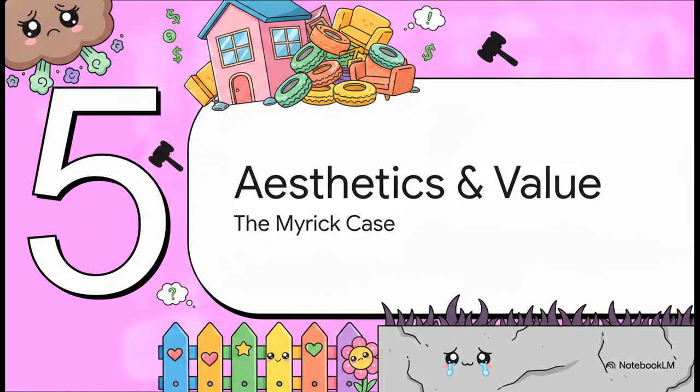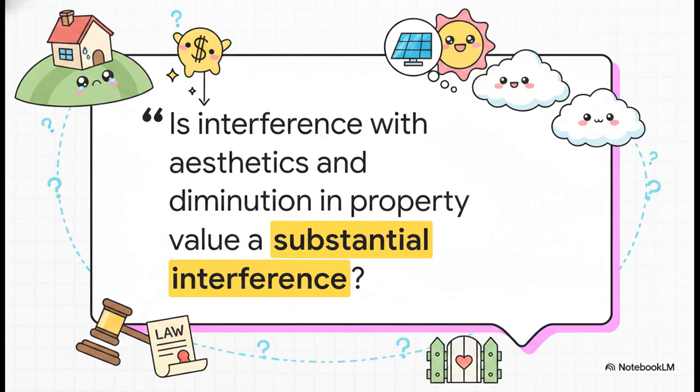All right, Section 5, Aesthetics and Property Values, the Myrick case. Okay, but what happens if your neighbor does something totally legal but, well, incredibly ugly? The professor challenges us here to figure out if an ugly view or a drop in your property value is enough to actually sue your neighbor.